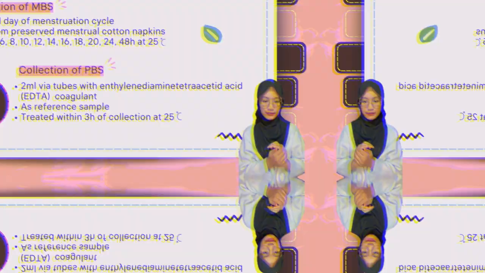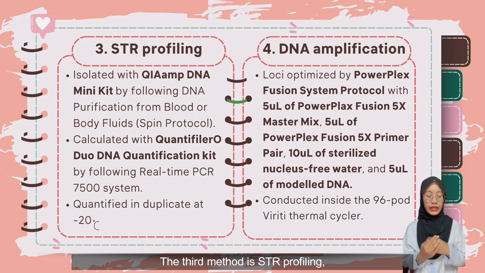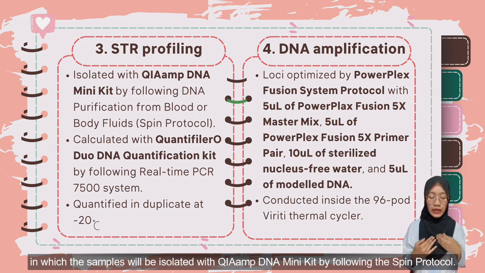The third method is STR profiling, in which the samples will be isolated with the QIAamp DNA Mini Kit by following the spin protocol.